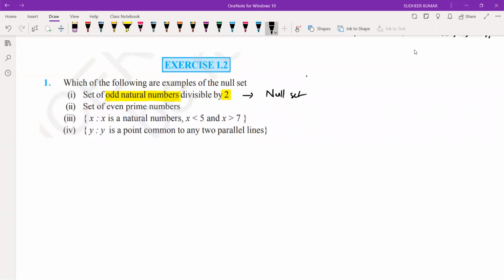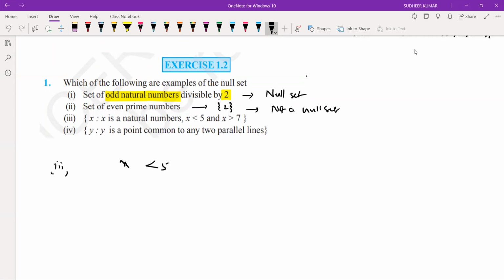The set of even prime numbers. Null, sir? So it is a singleton set. It is not a null set. Like that you have to write. X is a natural number. See the third one.